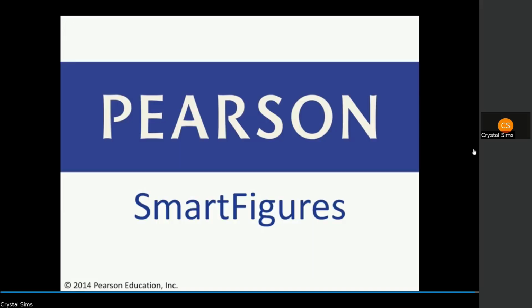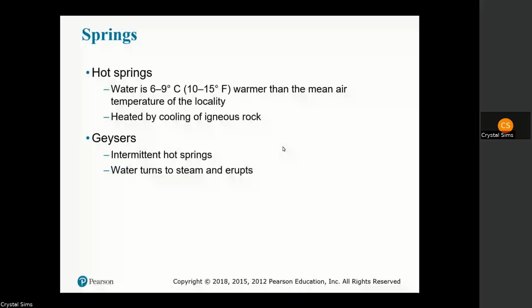So there you learned a little bit about artesian systems. So the last one we're going to look at here are springs. Whenever the water table intersects the ground surface, we get a natural flow of groundwater called a spring.